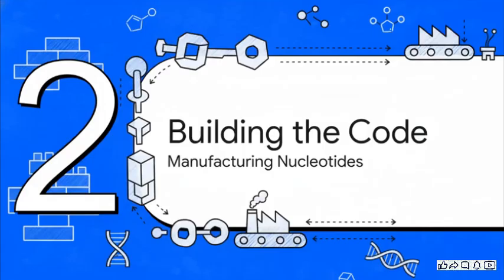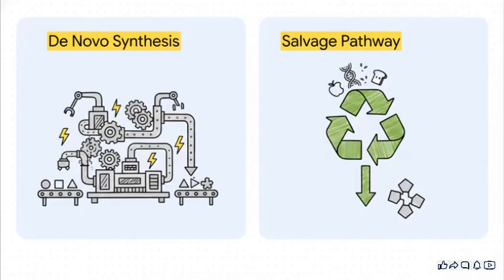Okay, so we've got our letters, we know what they look like. Now, how does the cellular factory actually make them? Well, our cells are super practical. They basically have two strategies. The first is called de novo synthesis, which literally means building from new. It's like cooking a gourmet meal totally from scratch. It's complex, it takes a ton of energy.